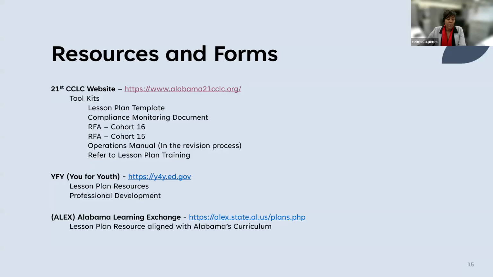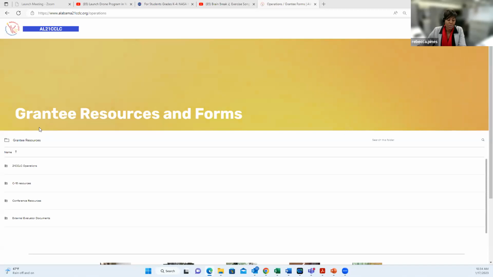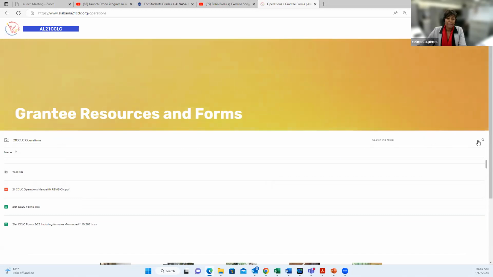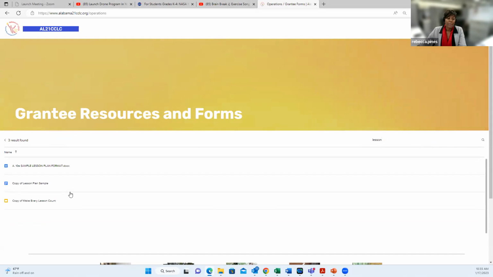And then also we talked about the STEM and the STEAM, making sure that you have 3 or more of those elements in those lessons. Go to the operations, 21st Century operations, and then in the search bar at the top, type in lesson or lesson plan. Then there's the sample lesson plan for those of you that needed to get to that particular format for your lesson plans.